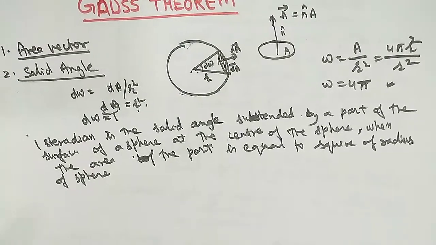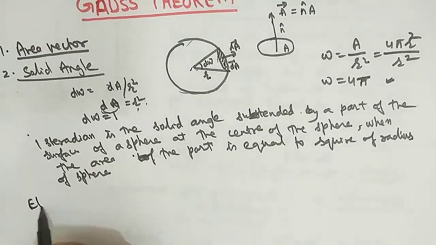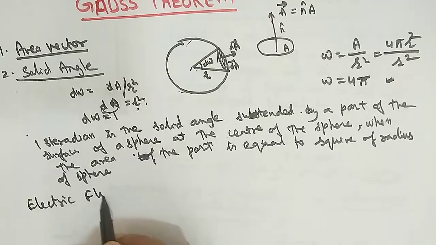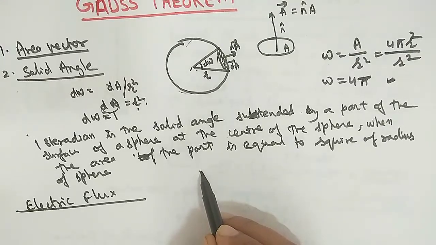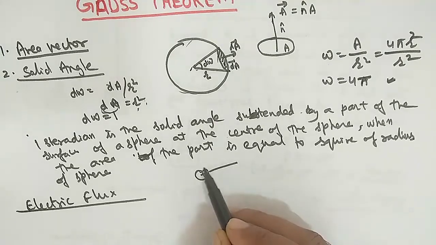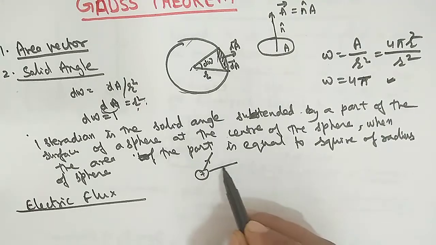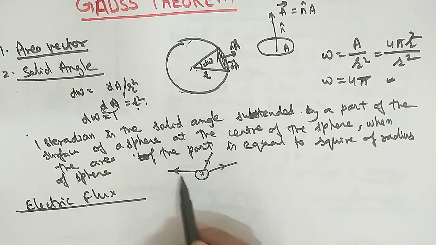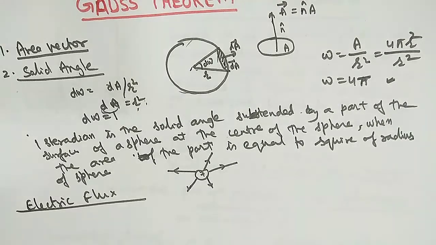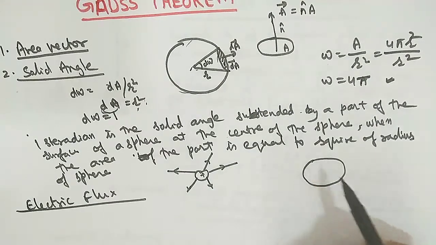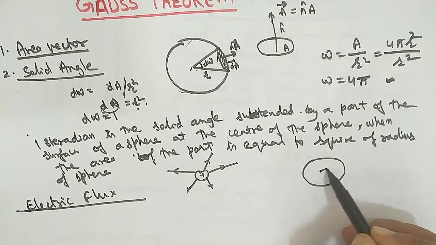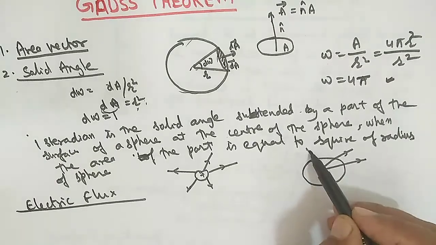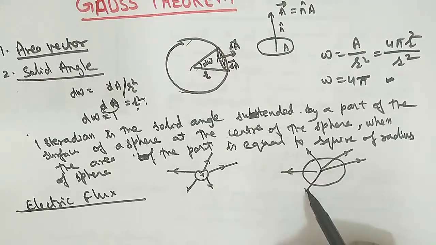Now we are coming to another main topic, that is the electric flux. A charge, suppose a positive or a negative charge, we show its electric field by the lines of force. Is it clear? Suppose it is a body and the charge is placed inside, then what will happen? Its electric lines of force will emerge outside like this.